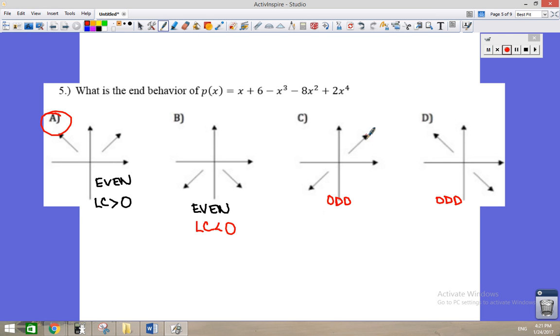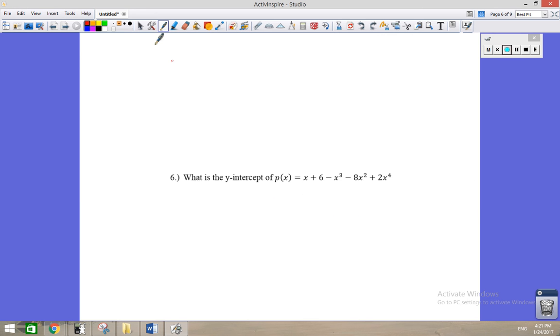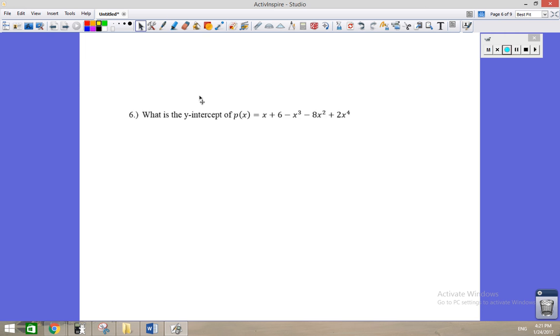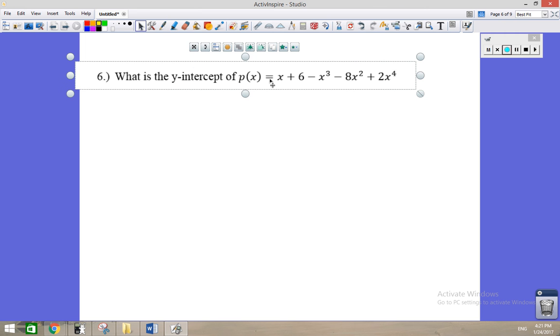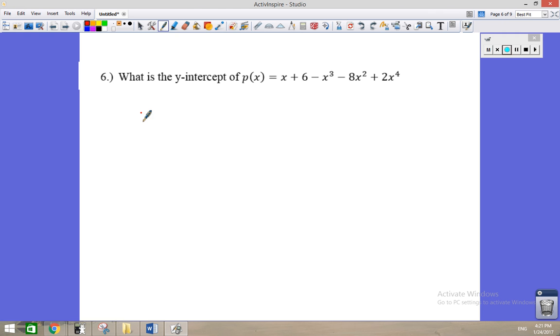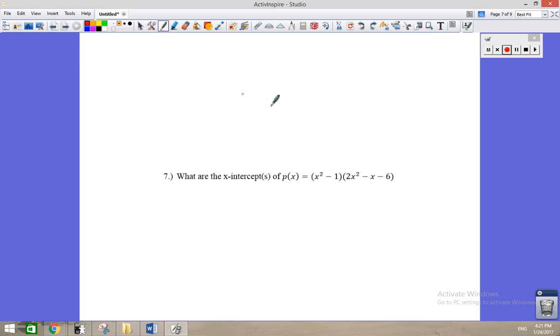Over here, it's going up to the right, so the leading coefficient would be positive. If it's going down to the right, the leading coefficient would be negative. So for number 5, it's A. What's the y-intercept? Well, you let x equal 0. So it's just this constant term. So the y-intercept is y equals 6, because all of these x's are 0.